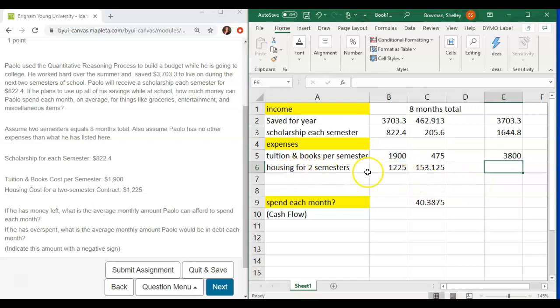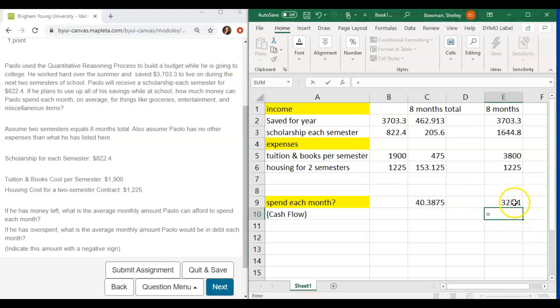Again, housing for 2 semesters, this one, it is the exact same amount. We don't have to multiply anything to find for the entire year. So this is his total for all 8 months. So when we find the ending, we'll have to divide this by 8, so that'll tell us the total. So again, we're going to come down here and I will add the income, add, and subtract the expenses. And remember, this is for the entire 8 months.